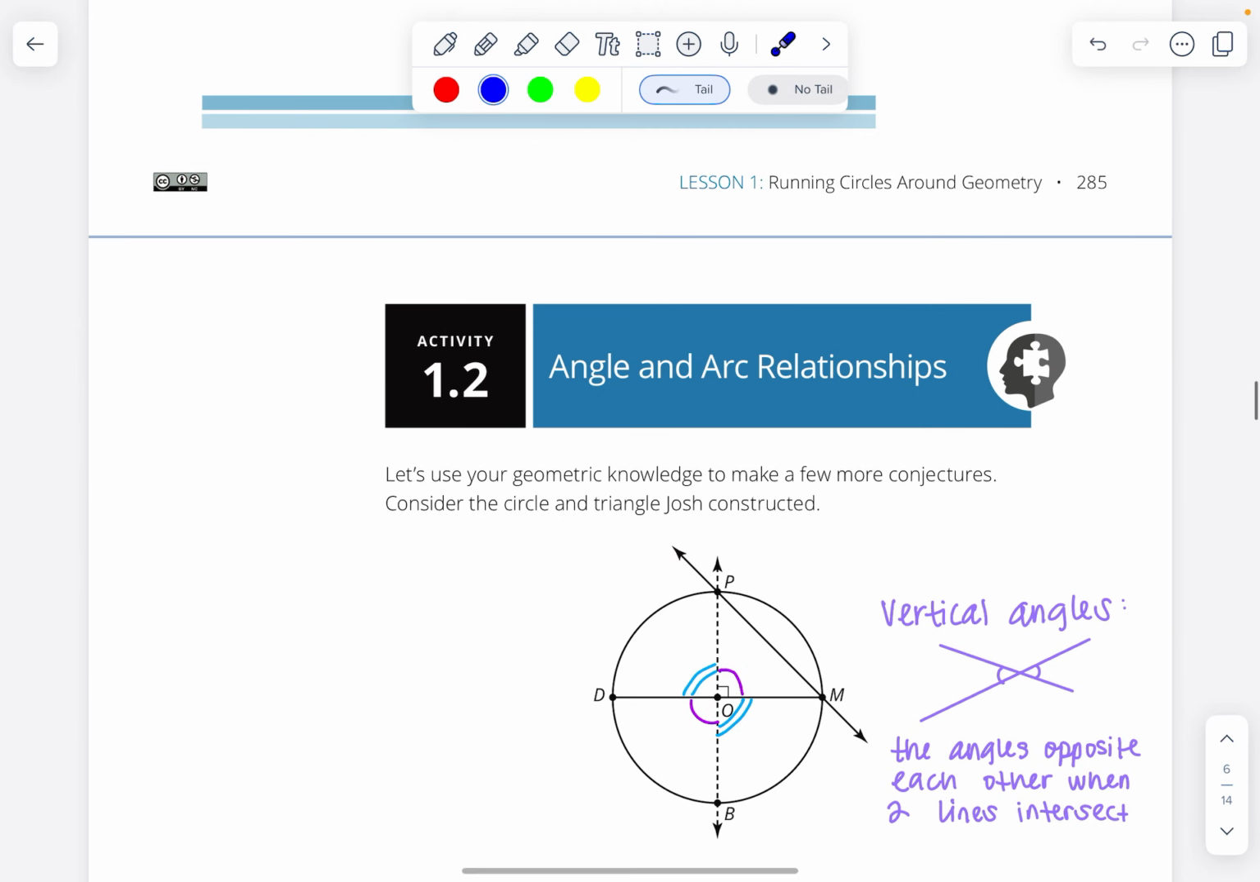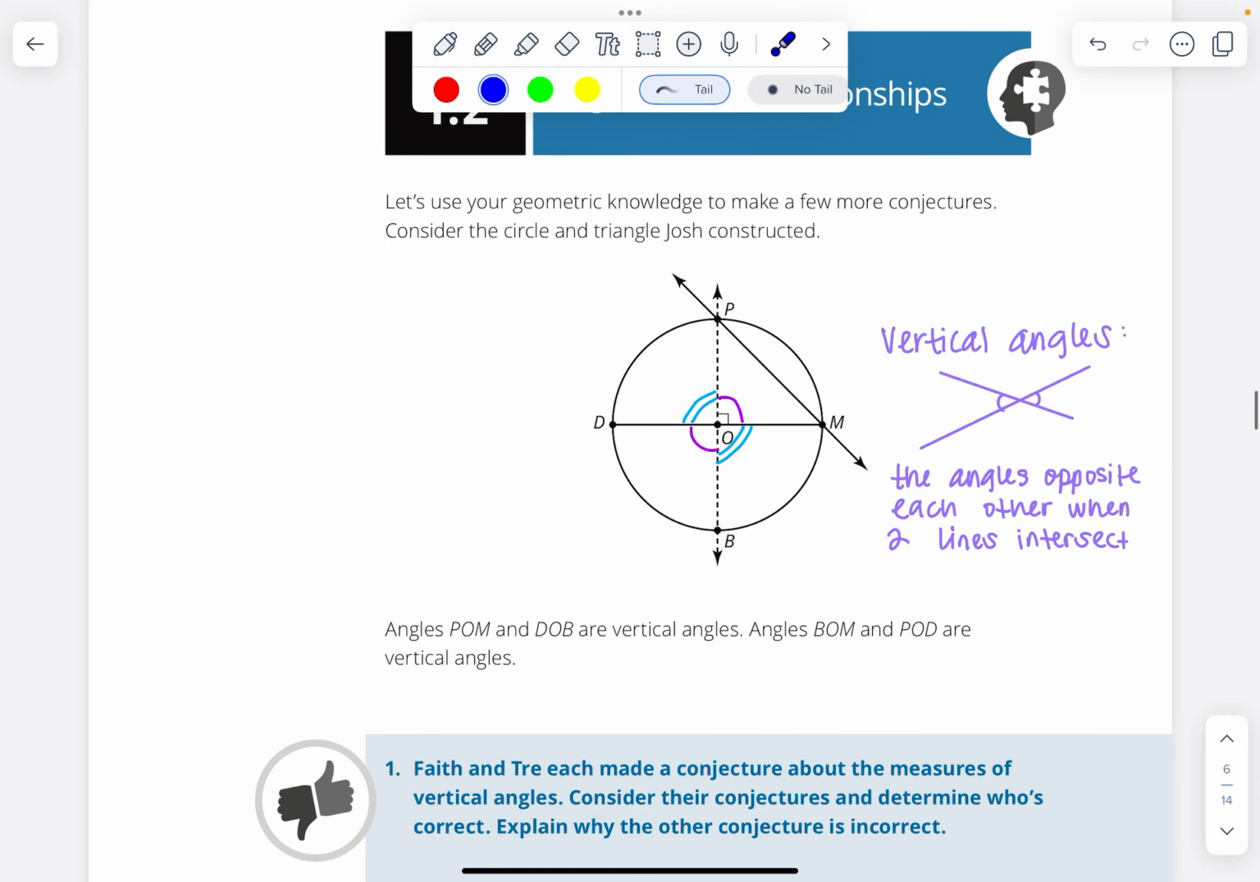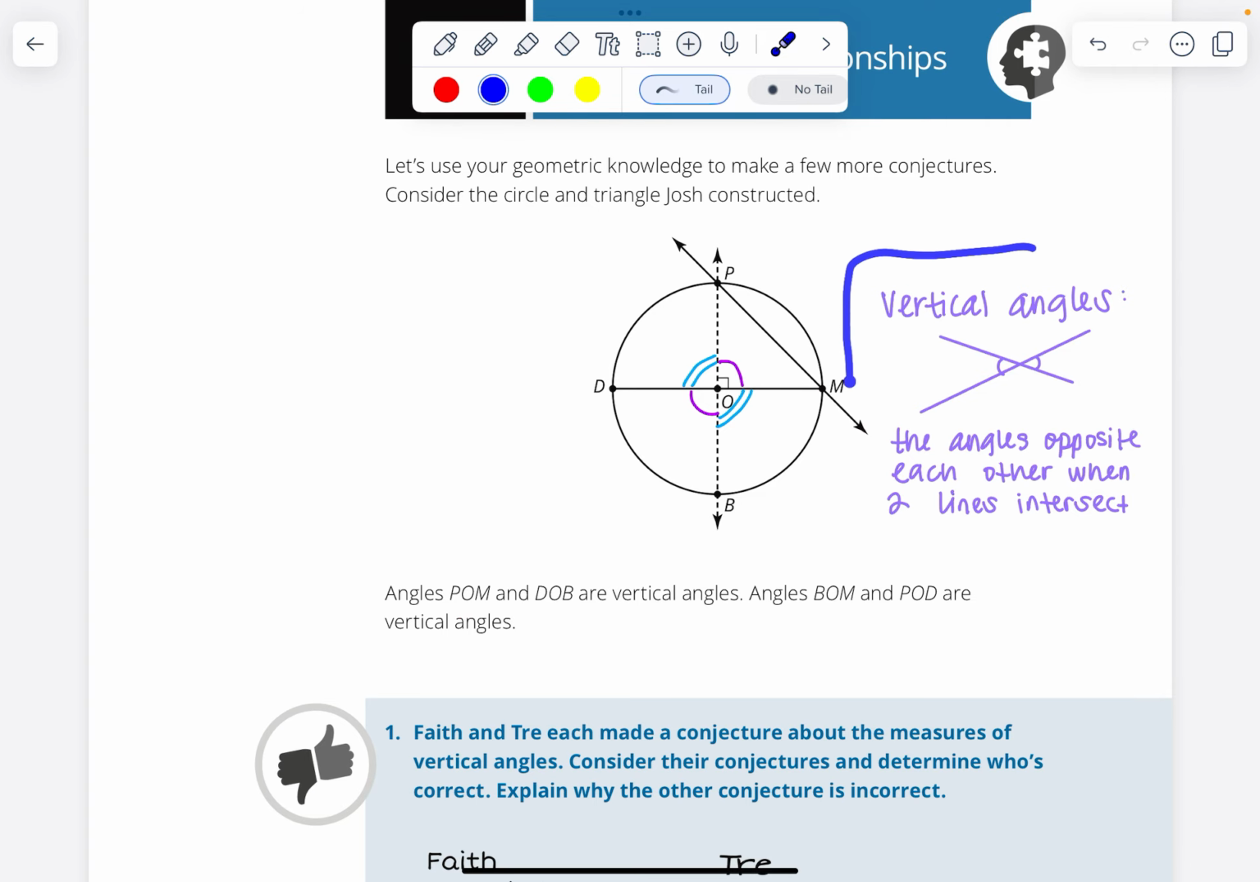All right, activity 1.2. Let's use your geometric knowledge to make a few more conjectures. Consider the circle and triangle that Josh constructed. Okay, so real quick, I just wanted to define vertical angles. That would be the angles that are opposite each other when two lines intersect. So this angle and this angle are vertical angles. Even though they're not vertical from each other, they're just opposite each other. So vertical angles are just opposite angles when two lines intersect.